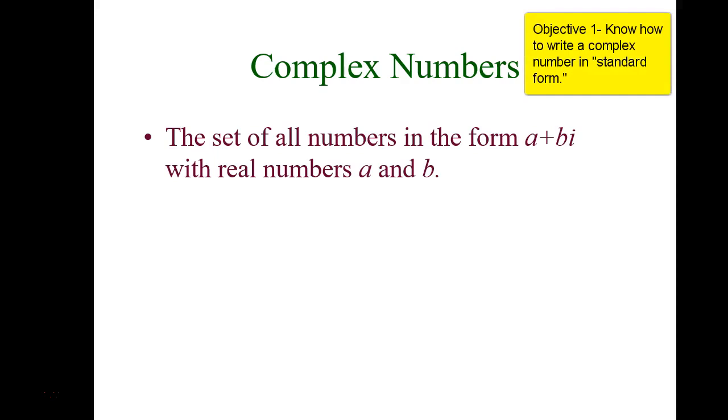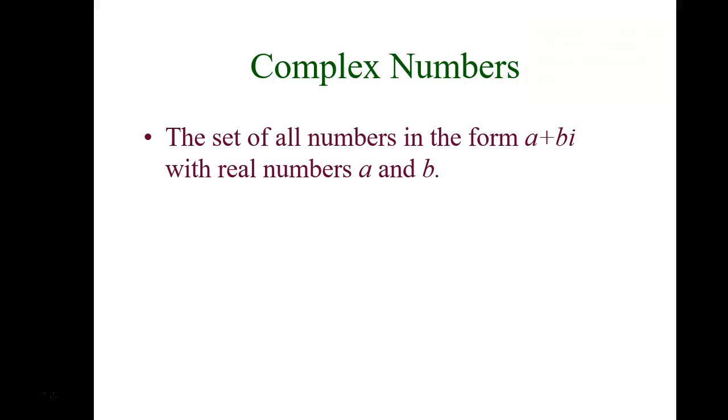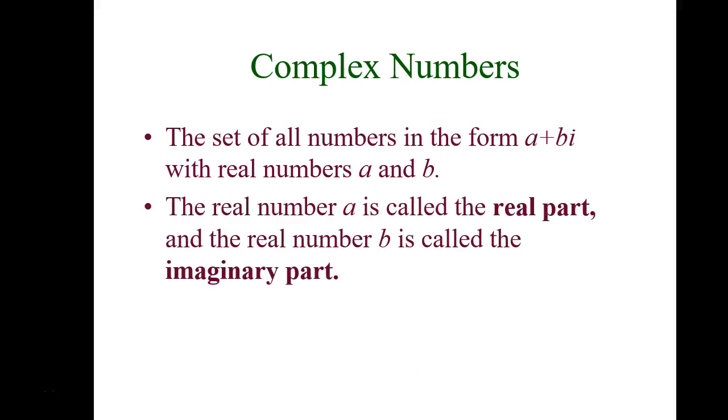The number i belongs to a larger set of numbers called complex numbers. And complex numbers are all numbers that are in the form a plus bi, where a and b are real numbers. A lot of times we would say that a, we call that the real part because there's no i attached to it, and b we would call the imaginary part of the complex number.